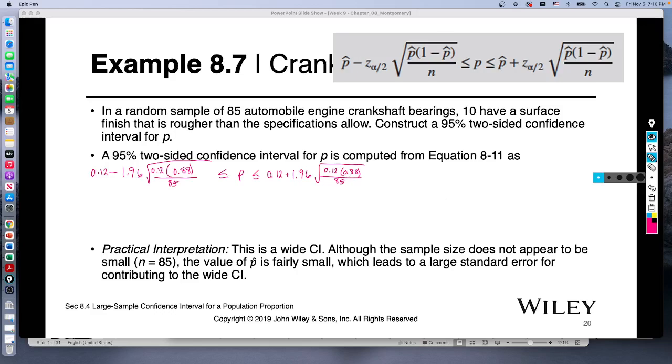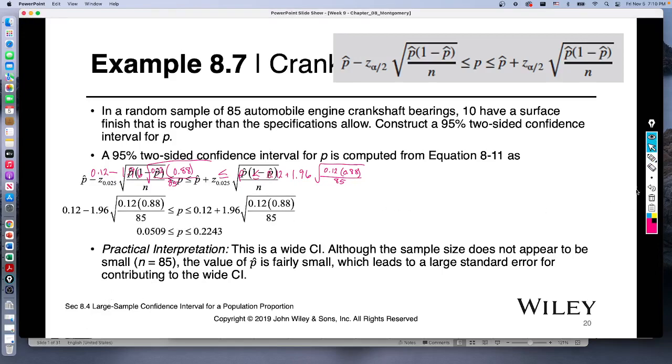Let's go ahead and let the software do the hard work here. I put it in the wrong place, but just to get you set up, you see what they're doing. So what it tells us is the population proportion is somewhere between 5% and 22%.